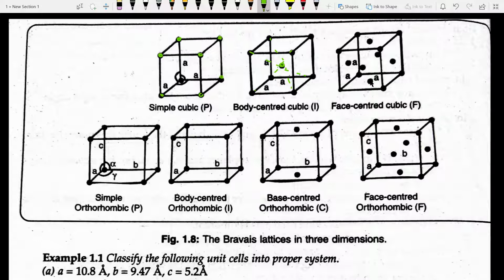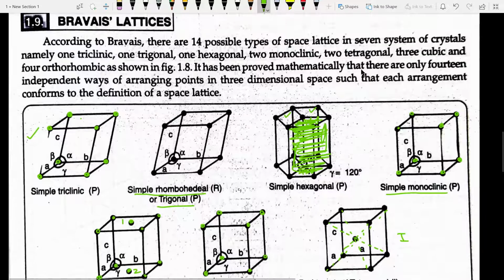And in face centered, there are 6 faces of a cube and each face is having one atom at its center. 1, 2, 3, 4, 5, 6. 1 and 3 on left and right face, 2 and 6 on top and bottom face, 4 and 5 on front and back face. So this is face centered cubic.